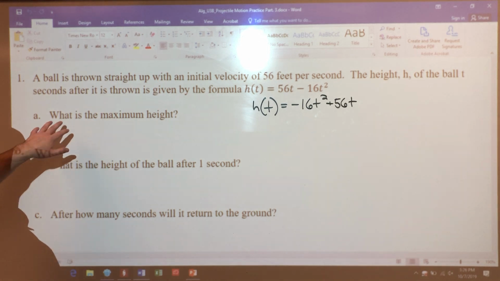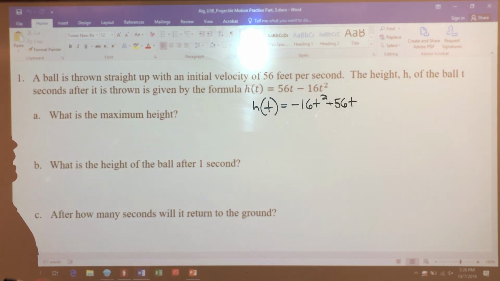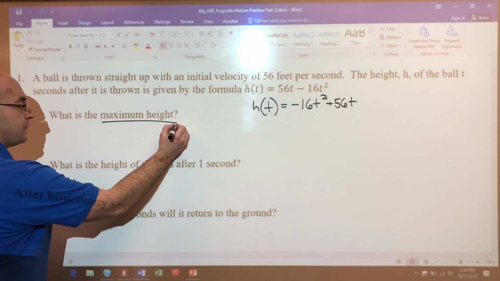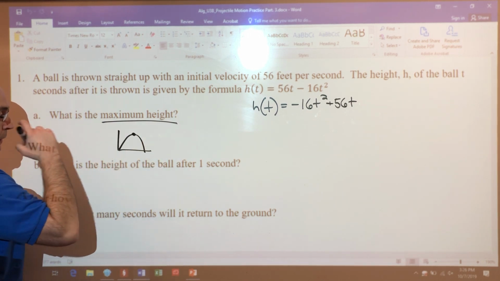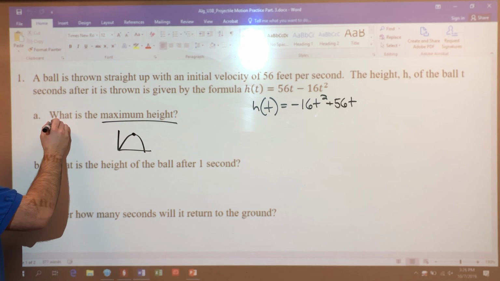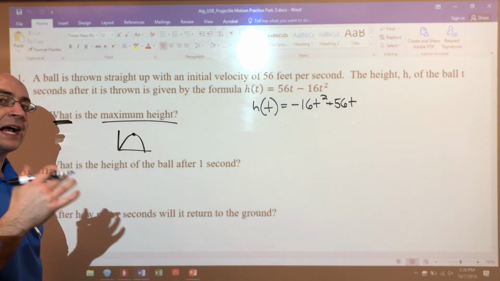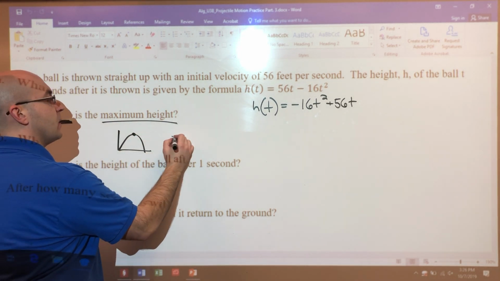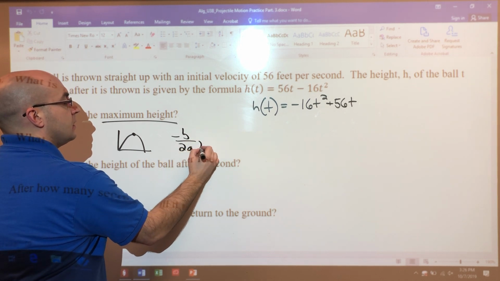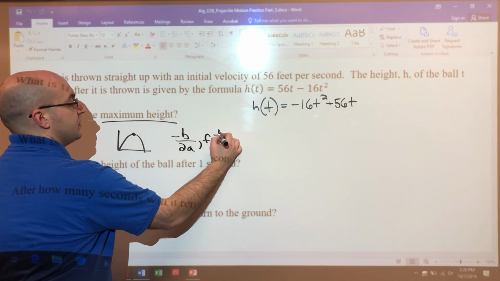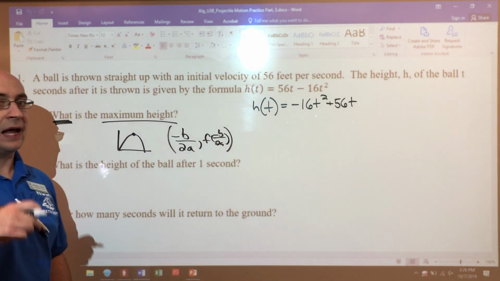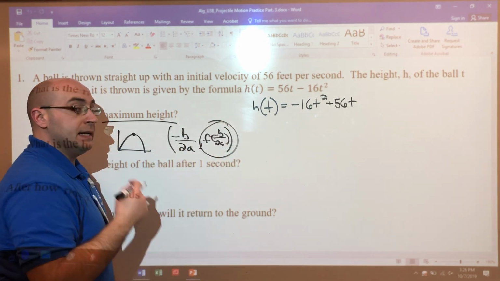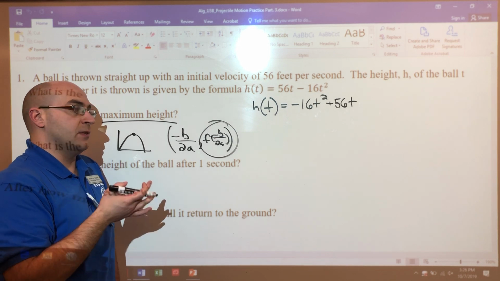So what is the maximum height of the ball thrown? Okay, maximum height is represented by the vertex. So if I want to know what the maximum height is, I'm looking for the actual height in feet. We're going to use the formula negative b over 2a, comma, the function's value at negative b over 2a to solve this. Now, because I want the what and not the when, it's the y value of the vertex.